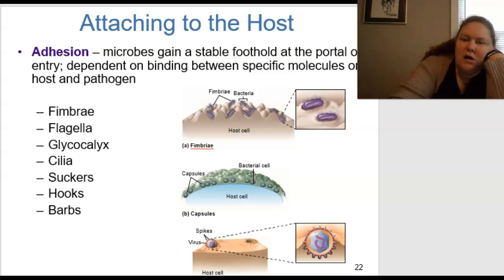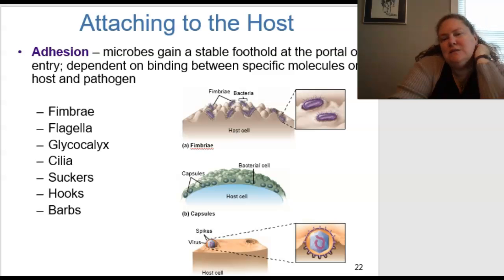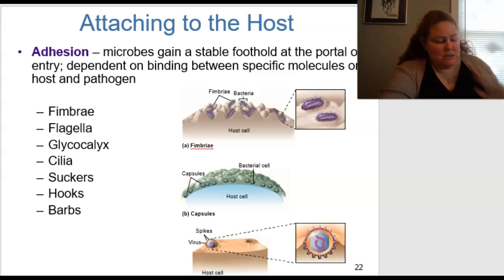Well, this is called adhesion. When you adhere to something, you attach to something. So this is where the microbes gain a stable foothold in the portal of entry. And this is dependent on the binding between the specific molecules on the host and the pathogen. So examples would be fimbriae, flagella, glycocalyx, the cilia, suckers, hooks, and barbs. So these are different ways that microbes can adhere or attach to the different cell surfaces.